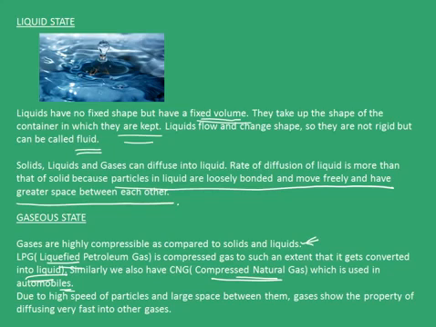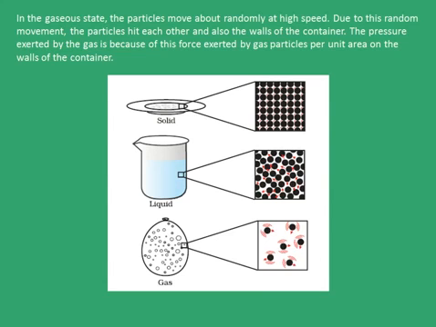Due to high speed of particles and large space between them, gases show the property of diffusing very fast into other gases. In the gaseous state, the particles move about randomly at high speed. Due to this random movement, the particles hit each other and also the walls of the container. The pressure exerted by the gas is because of this force exerted by gas particles per unit area on the walls of the container.